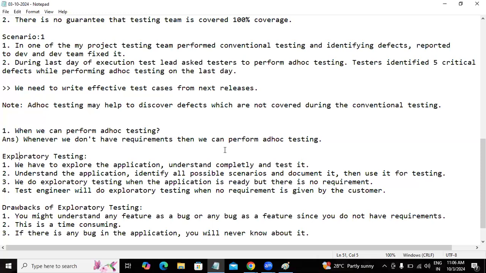Are you clear with this one? Yes, sir. So this is today's class. Tomorrow we are going to discuss some other topics, globalization testing and localization testing. Tomorrow I am going to explain localization testing and globalization testing.